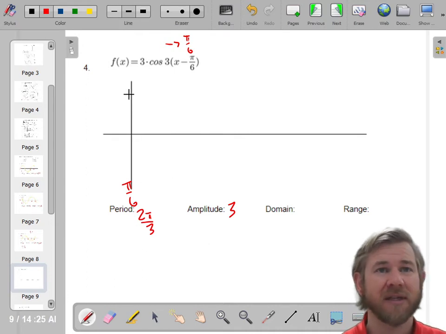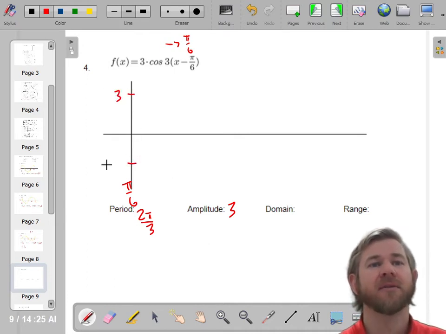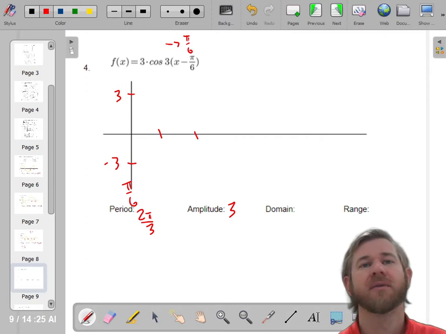So that means this one's going to be pretty tricky. The amplitude is 3. So there we go: 1, 2, 3, 4. All right, so let's figure out now what we're going to count by. 2 pi over 3, there are 4 tick marks.